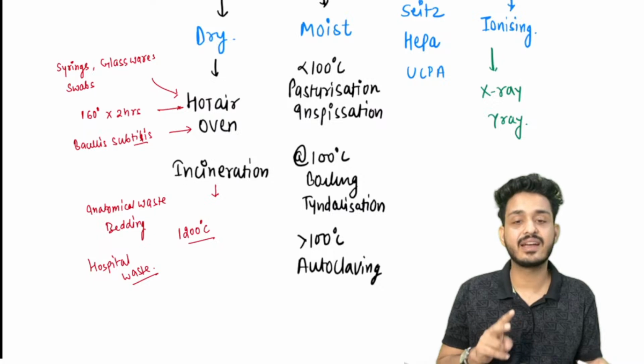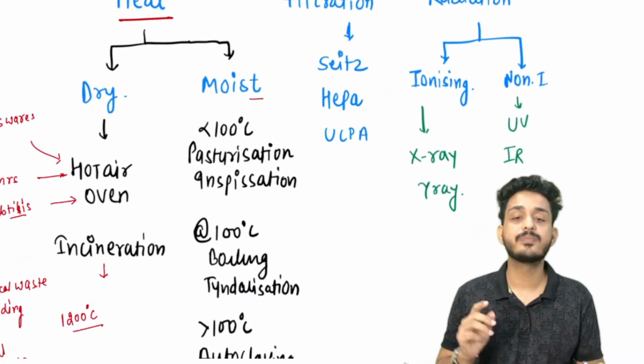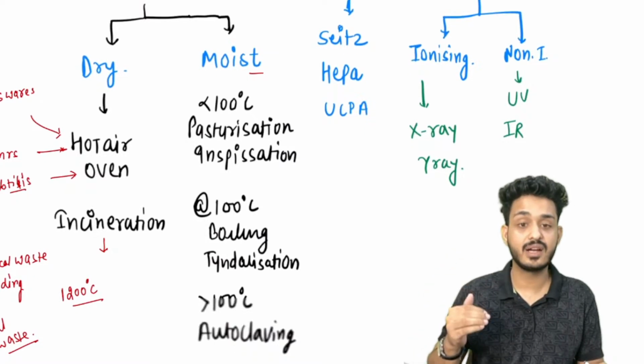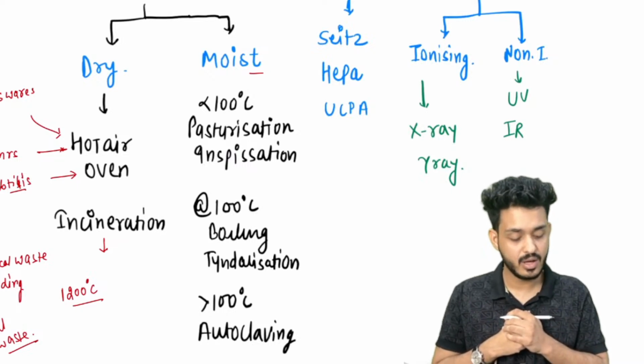Second thing is incinerator using dry heat. Second thing about the moist heat, we are having three things. Either the temperature can be less than 100, temperature can be 100, and temperature can be more than 100. Three things. Okay, simple things.